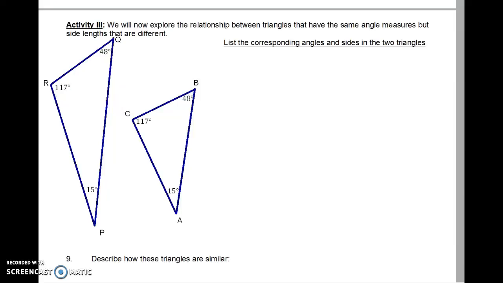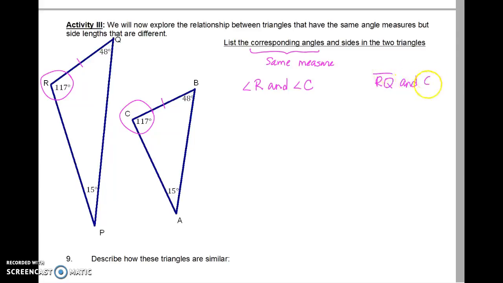Corresponding angles have the same measure. So when we list the corresponding angles, we should have a list of 3 things. We could start with angle R, and you can see that angle R corresponds to angle C. Angle R and angle C are one of the corresponding angle pairs. You'll have 2 more. And then let's talk about the sides. When I go from R to Q, that's this side here, I'm going from 117 to 48 degrees. That corresponds to this side, CB. So I would also have side RQ and side CB.